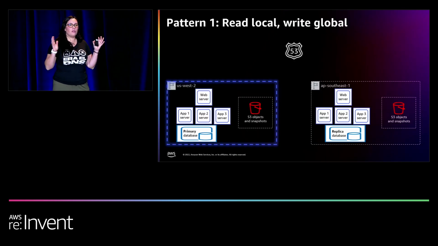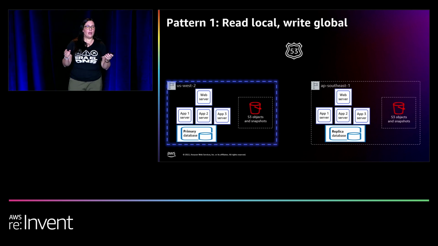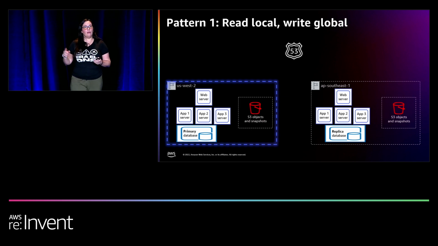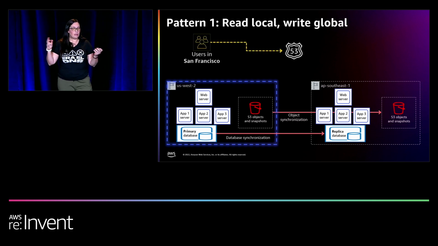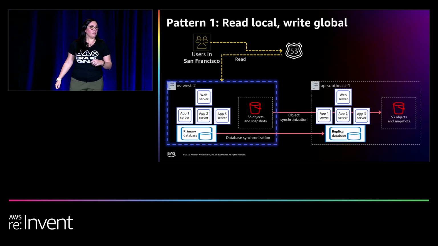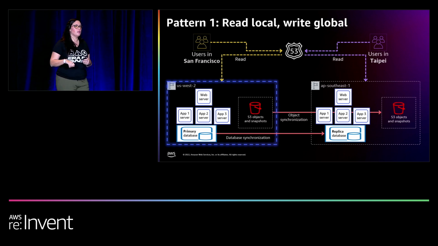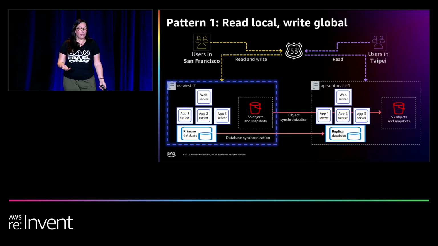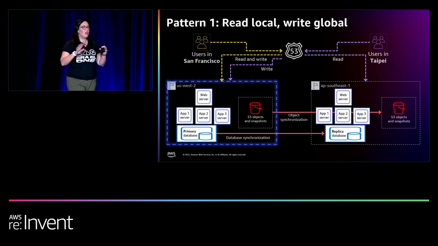The first pattern is the read local, write global pattern. Here, you have a database that has a primary database and read replicas all around the world. So you always write to the primary, and you can read from anywhere. This data is replicated, so everything is good. Users in San Francisco read from the closest data region, which is Oregon, and users in Taipei read from Southeast Asia. Then the users in San Francisco write in Oregon, and the users in Taipei also write to Oregon. And this is simple.